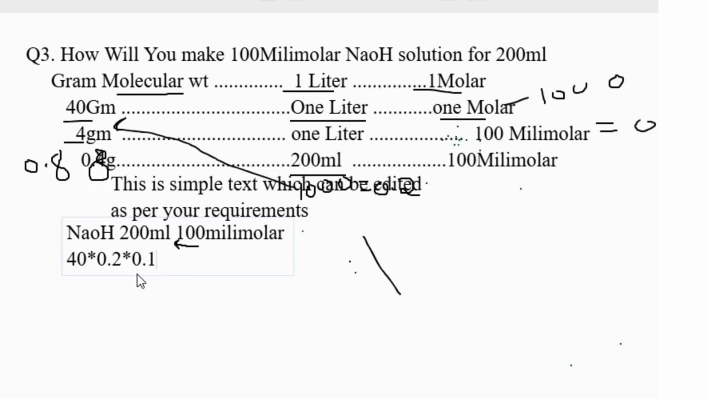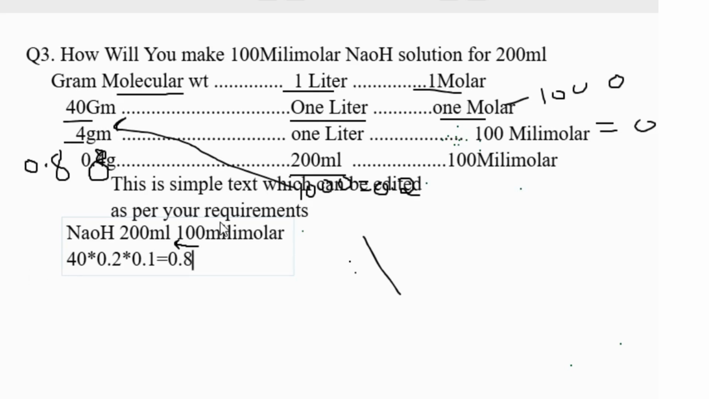Why are we shifting the decimal point 3 times here? Because we are converting this 200 ml into liter form. 200 ml, we are just saying that this is 0.2 liter. This 100 millimolar we are just writing as 0.1 molar, because 100 millimolar is equal to 0.1 molar. Those things only we are multiplying with the molecular weight. Then it will give the answer 0.8.